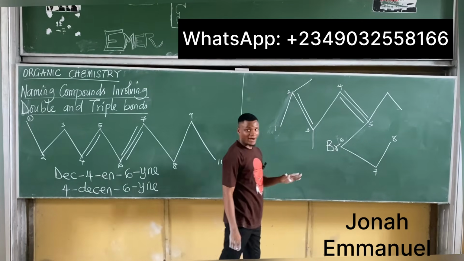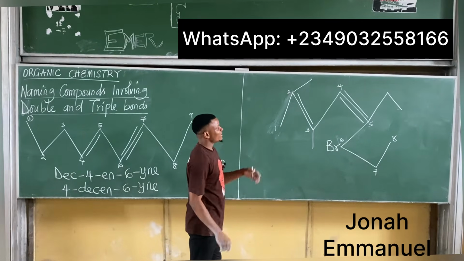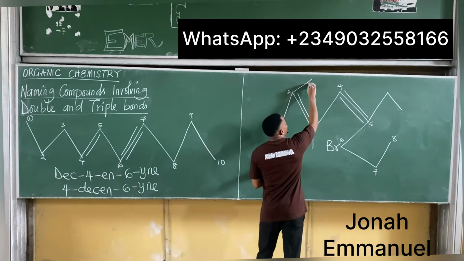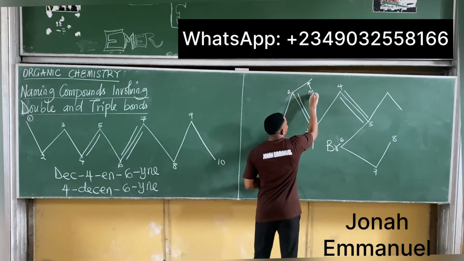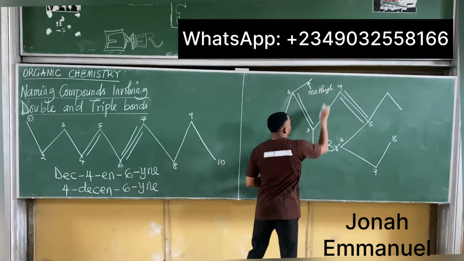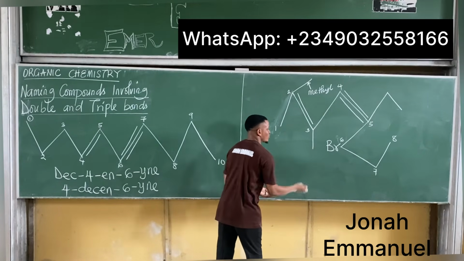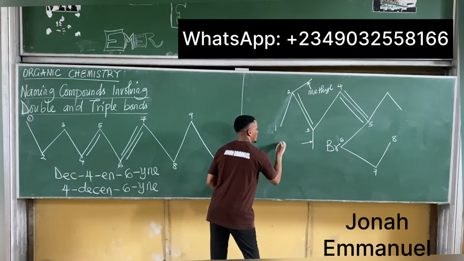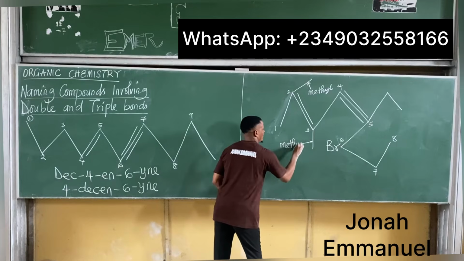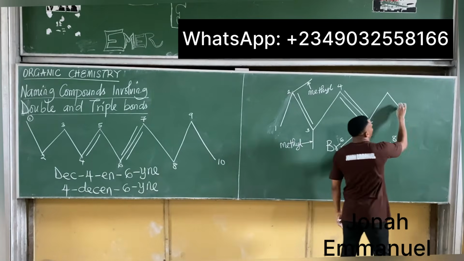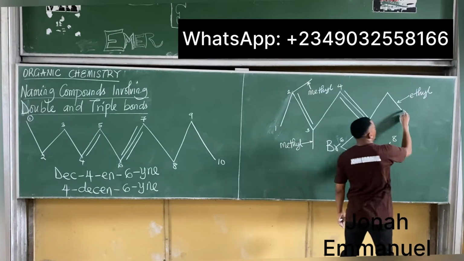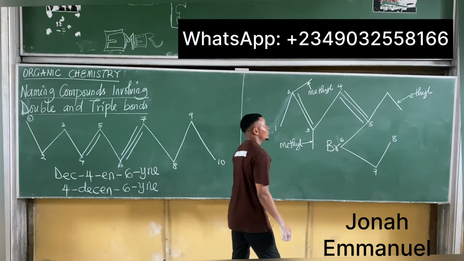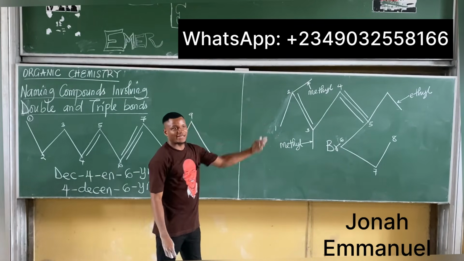It's an oct compound. Now observe that this one here is not part of the parent carbon. So it becomes what there? Methyl. This is methyl. This one too is not part. So it becomes what there? Methyl. This one is not part. It becomes what there? Ethyl. 1, 2. Ethyl.